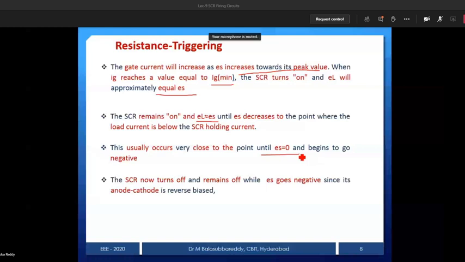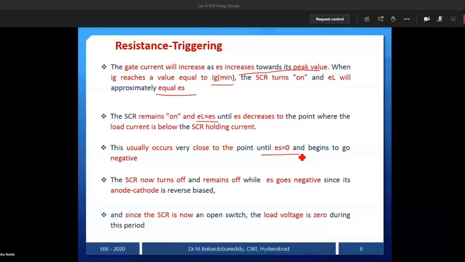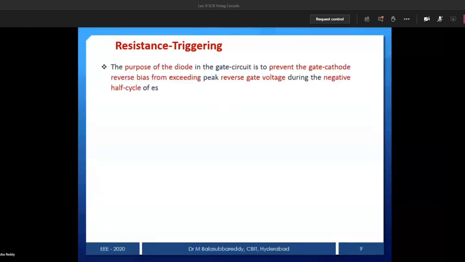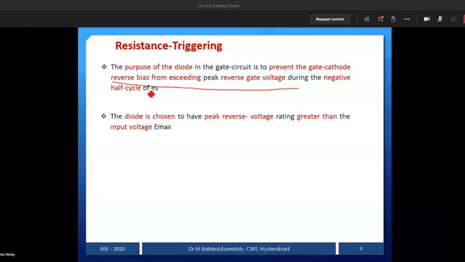Since the SCR is now open circuited, the load voltage also will be 0, but the voltage across the device is the same as the source voltage. The purpose of the diode I already explained: to prevent the gate cathode reverse bias condition current. For that reason, in the negative half cycle you should not allow any current, so I used the diode. And when you are choosing the diode, take care that the peak reverse voltage must be greater than the maximum voltage available there. E maximum is the maximum voltage. That is one of the conditions while you are selecting the diode.